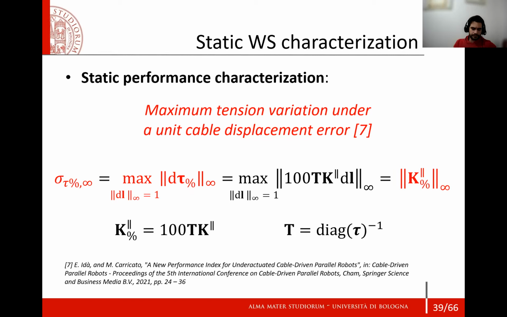And the use of the infinity norm on the cable tension percentage variation allows us to determine the maximum absolute value of this error. This is by definition, luckily for us, the infinity norm of the stiffness matrix we just introduced. Note please that the use of the tension percentage variation is justified by the fact that very small tension changes in an almost slack cable are as important as large changes in a well-taut cable.